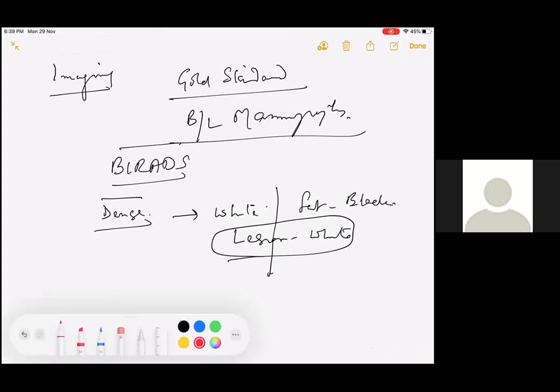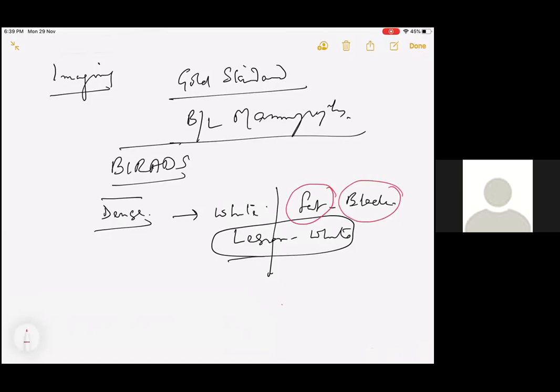I'll just change the color so that you're able to see. Now, fat is black, lesion is white. So naturally, the ideal breast for mammography is a fatty breast. But if the breast has more parenchyma, it will be white itself. So to see white against white could be a challenge. So in a dense breast, you have to look at other options.